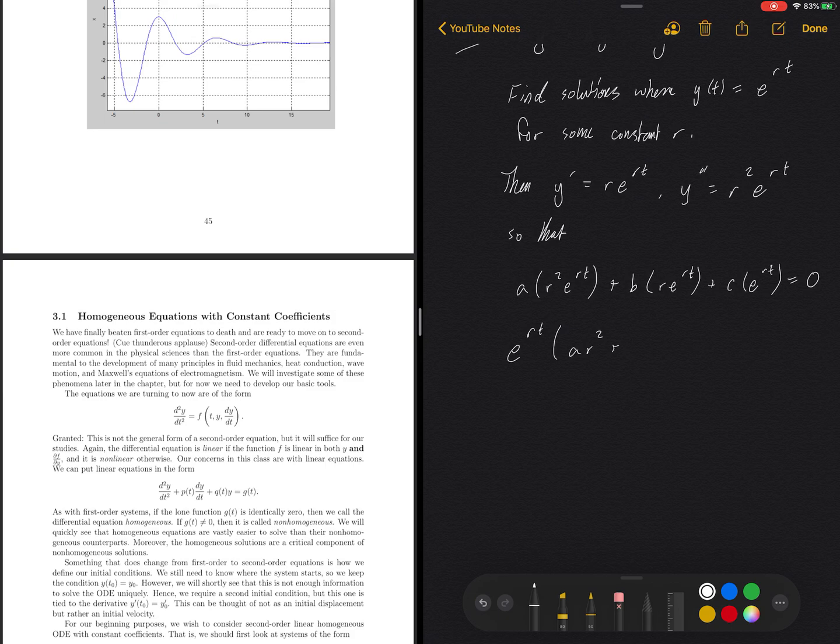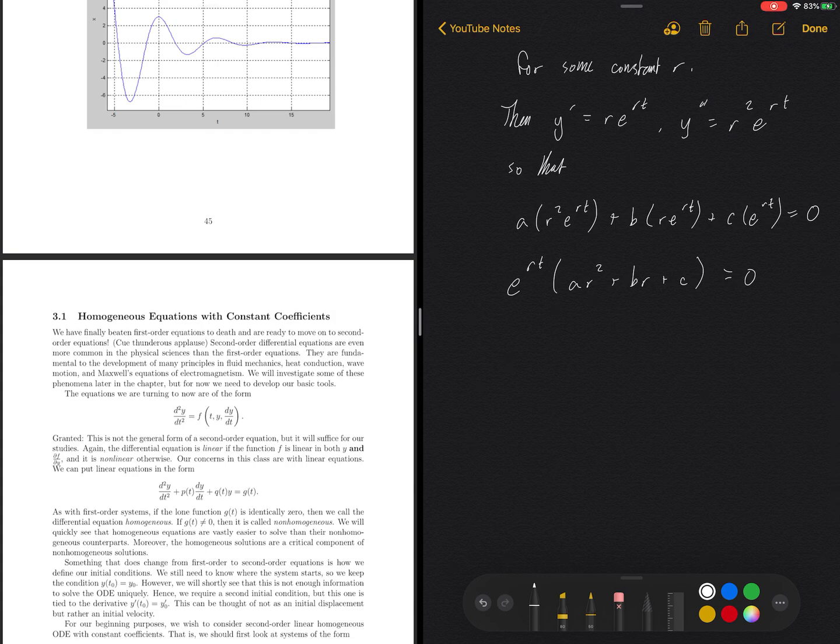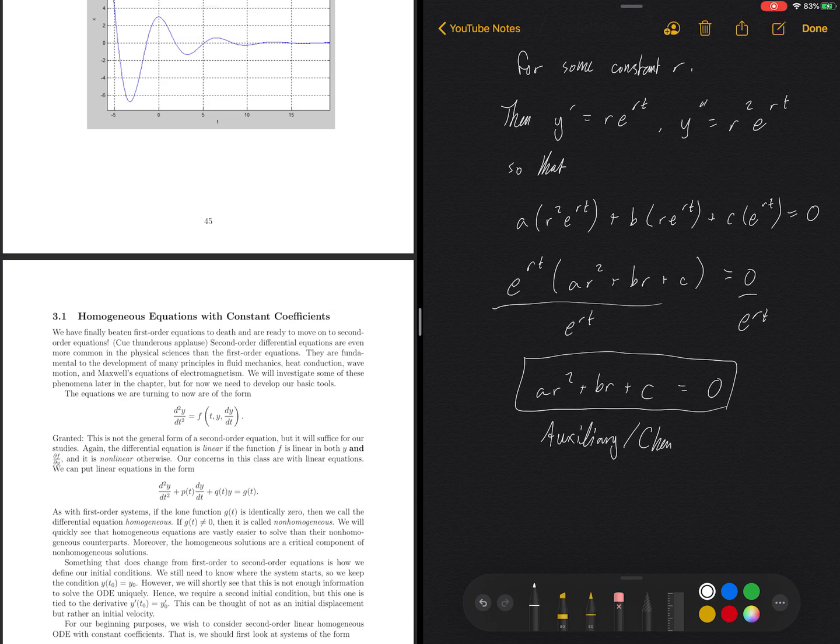What happens if I observe that there's a common factor of e to the rt between all three of these different terms? Then I can factor that out, and I get (ar squared plus br plus c) times e to the rt equal to 0. Now remember, this has to be true for all t. The product of two functions is only ever the 0 function if at least one of these two functions is 0. Exponential functions are never 0, so I can divide both sides of this equation by e to the rt, so that I wind up with ar squared plus br plus c equals 0.